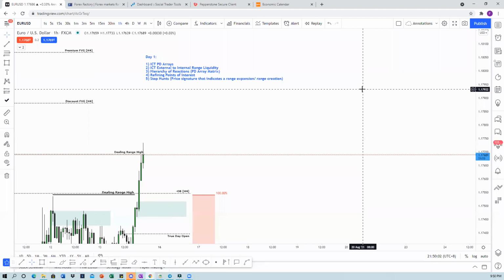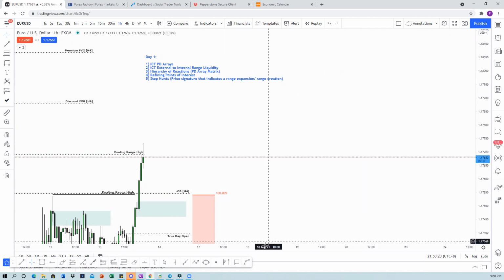Now, why am I saying institutional swing high and institutional swing low? If you watched ICT's YouTube video, I can't remember exactly which one it is, but he showed examples of short-term highs, short-term lows, intermediate term highs, intermediate term lows, and long-term highs, long-term lows. Okay, they form like this.